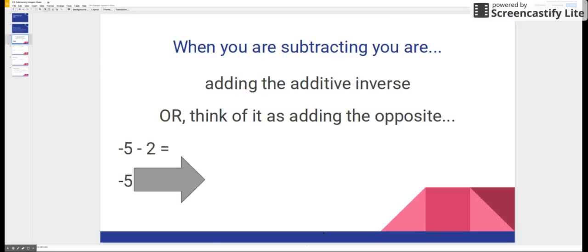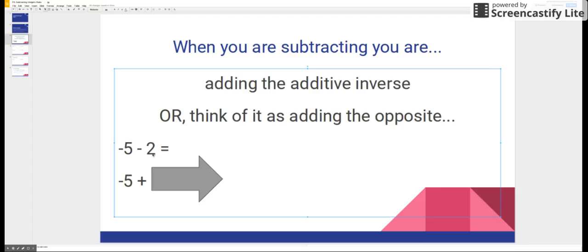So when you are subtracting, you are adding the additive inverse. Or you can just think of it as adding the opposite. So, in this example, -5 minus 2. To begin solving this, we're just going to take that -5 and drop it down. We're going to keep that -5. Then we're going to add the opposite. So that minus sign is going to turn to a plus.